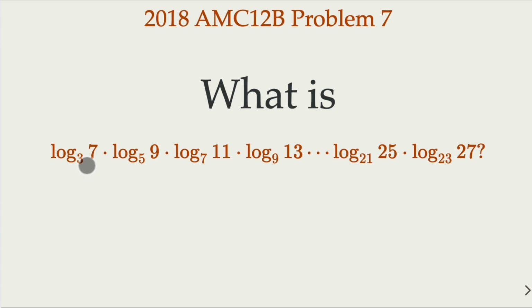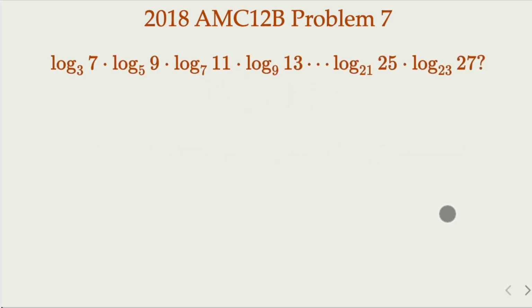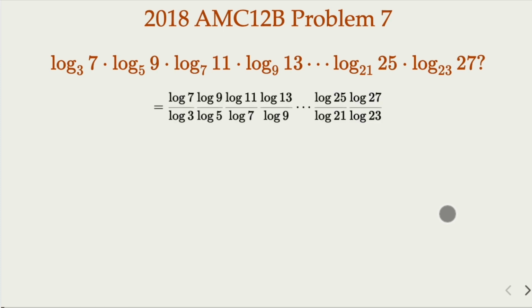It's important to notice the pattern here with different bases: odd numbers, and the bases are 3, 5, 7 up to 23, and the actual logarithm values are 7, 9, 11 up to 25 and 27. The trick here is to use change of base. Alright, what you can do is change the base for each term and it becomes a fraction here. Notice that you're going to cancel a lot of terms. In essence, this is similar to the technique of telescoping when we deal with the sum of a series.